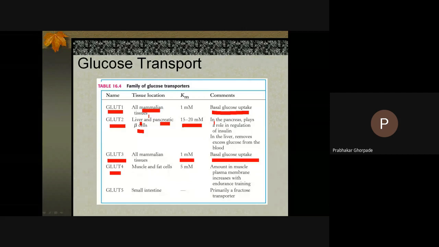GLUT4 is present in muscle and fat tissue. Its Km is 5 millimolar, and in muscle, the plasma membrane GLUT4 increases with endurance training. So if you are doing more exercise, then this GLUT4 receptor increases. GLUT5 is present in the intestine. In the intestine also we want glucose to get into the intestinal cell, and its primary function is fructose transport.